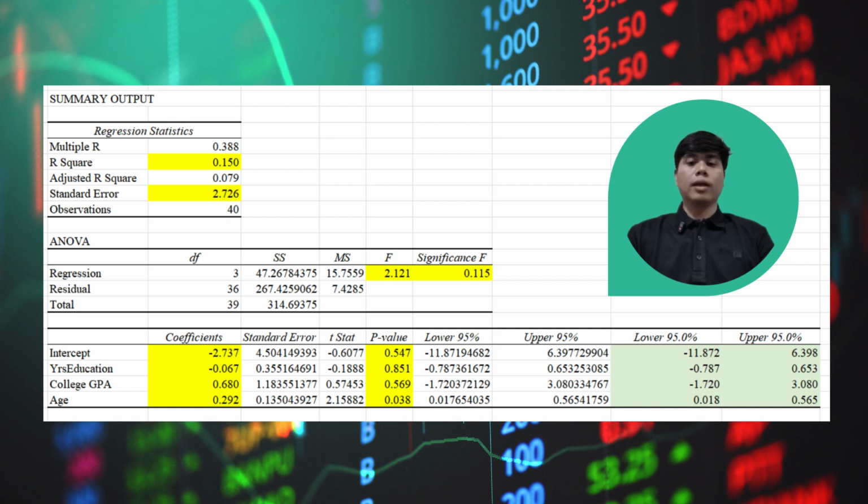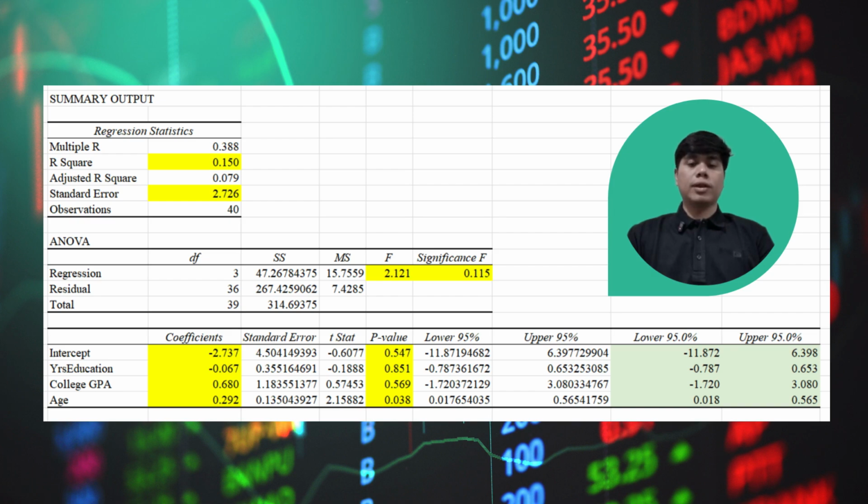But it's worth digging one level deeper and looking at each variable individually. Years of education had a p-value of 0.85, not significant at all. College GPA had a p-value of 0.7, also not significant, but age had a p-value of 0.038, which is below 0.05. So, age on its own is statistically significant, and the positive coefficient of 0.29 tells us that for every additional year of age at the time of hiring, an employee tends to stay about 0.29 years longer.